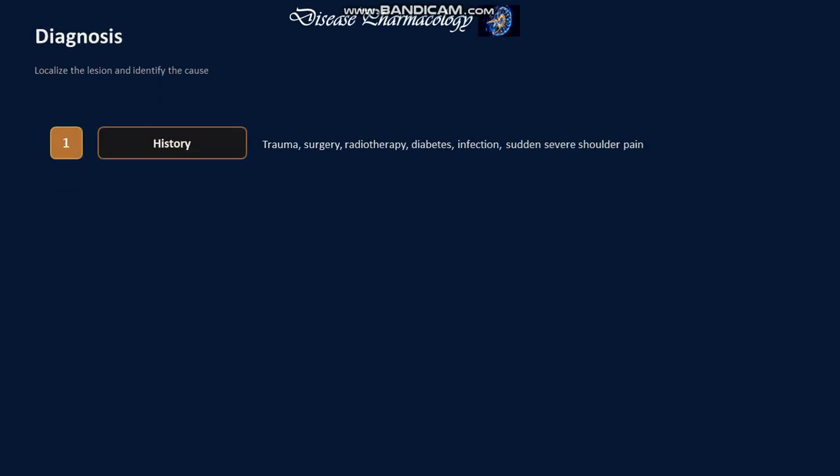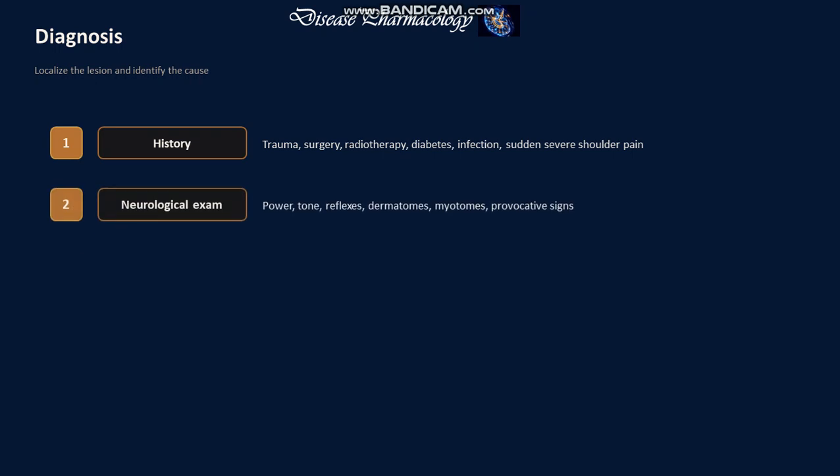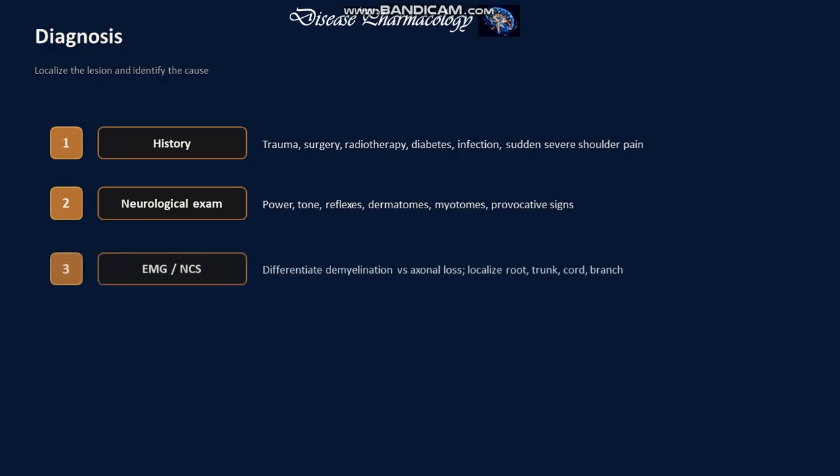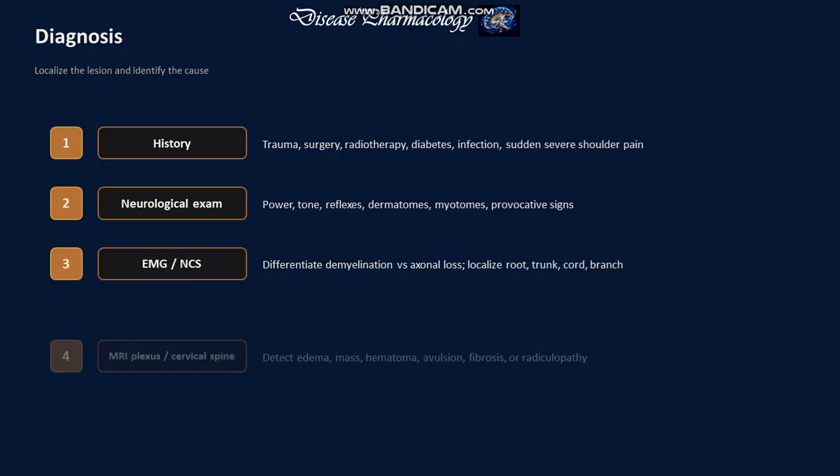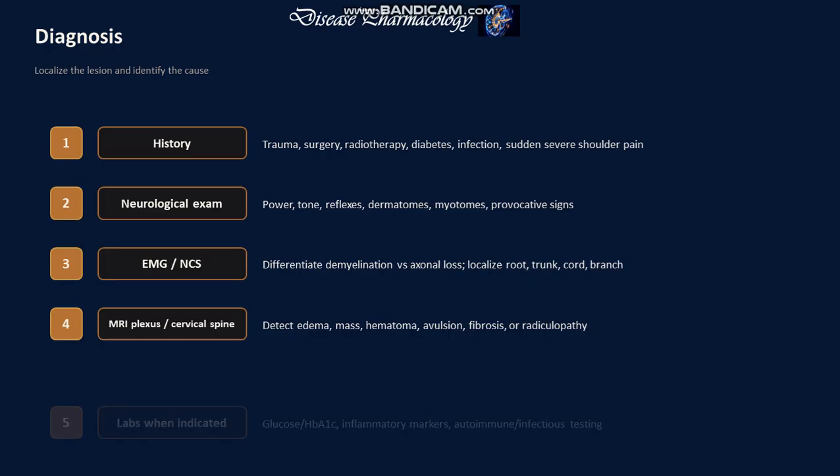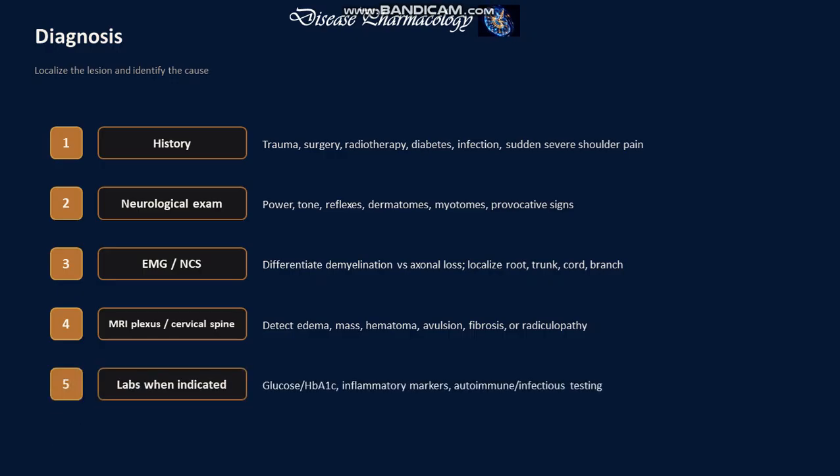Diagnosis: history. If the patient has a history of trauma, surgery, radiotherapy, diabetes, or infection, that can be the cause of brachial plexopathy. Neurological exam: power, tone, reflexes, dermatomes, myotomes, and provocative signs. These are the tests: EMG, NCS, MRI of the plexus, and labs that include glucose testing, HbA1c, inflammatory markers, autoimmune or infection testing.